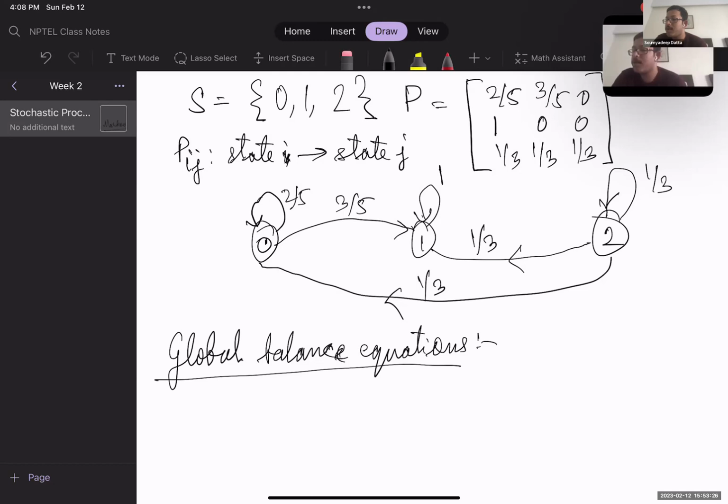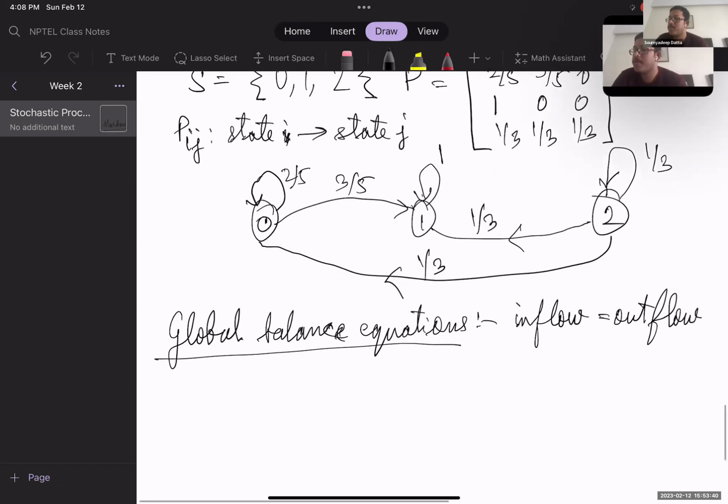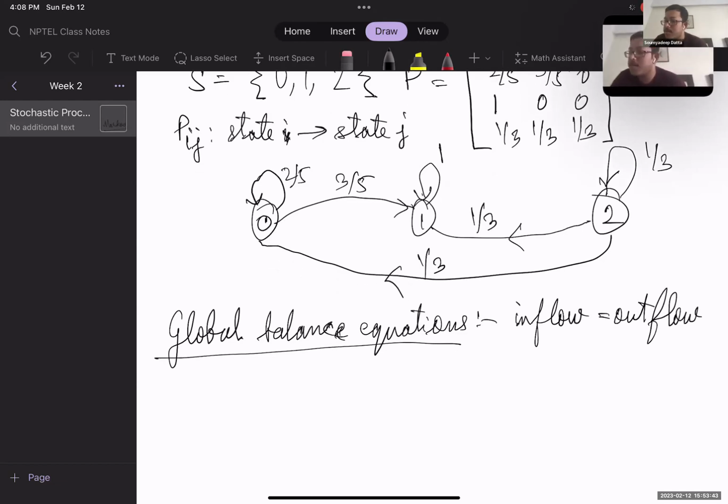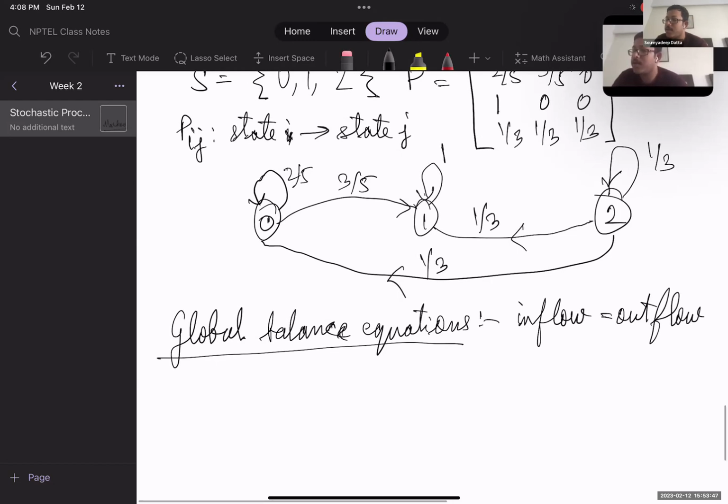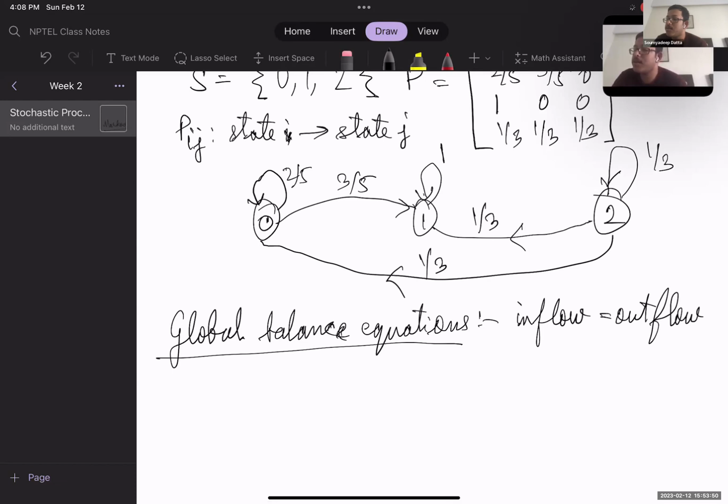What global balance equations dictate is, it's kind of like mass balance in chemical engineering: inflow is equal to outflow, very crudely speaking. So let us pick one particular state. Let us pick the state 0. Let's say you are initially at 0. What is the inflow into state 0? What is the rate at which you add elements to the state 0?